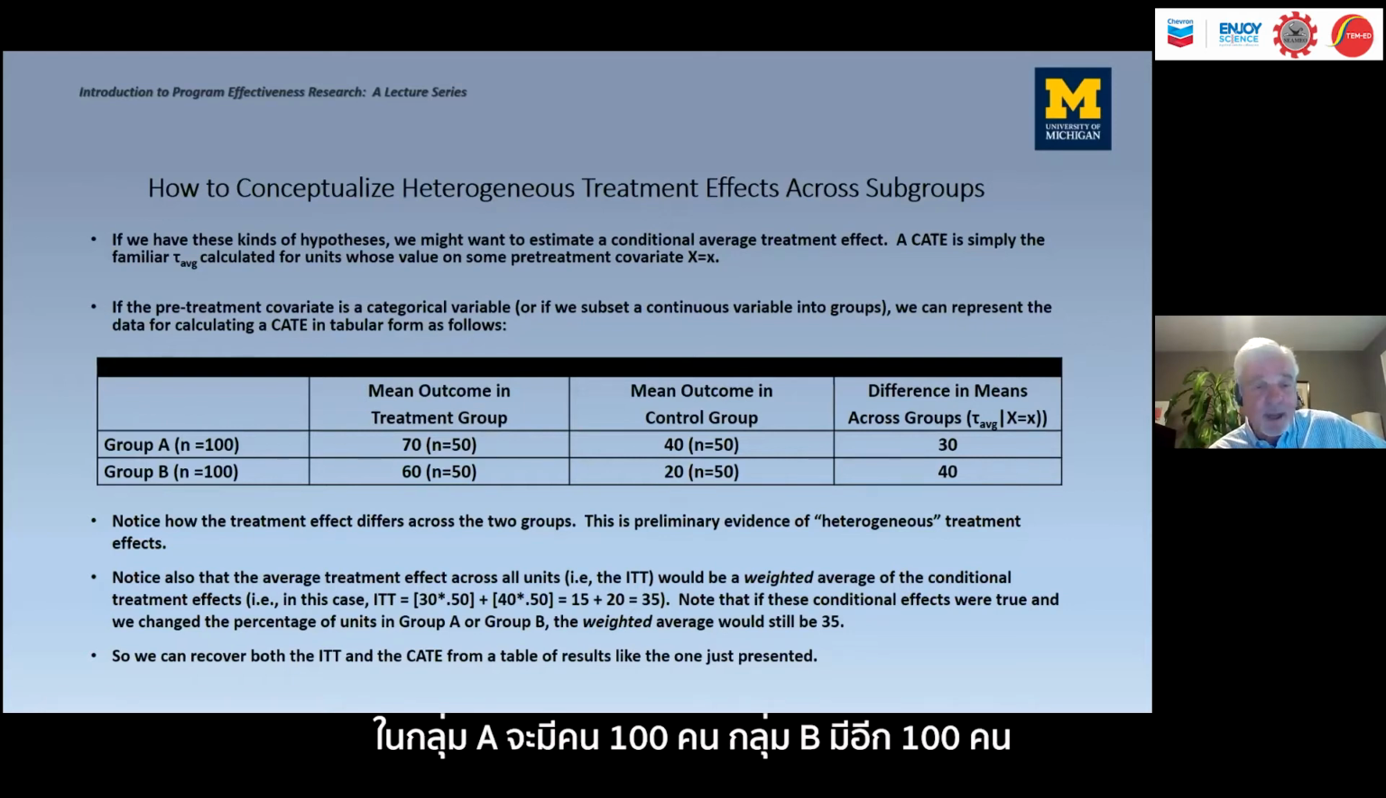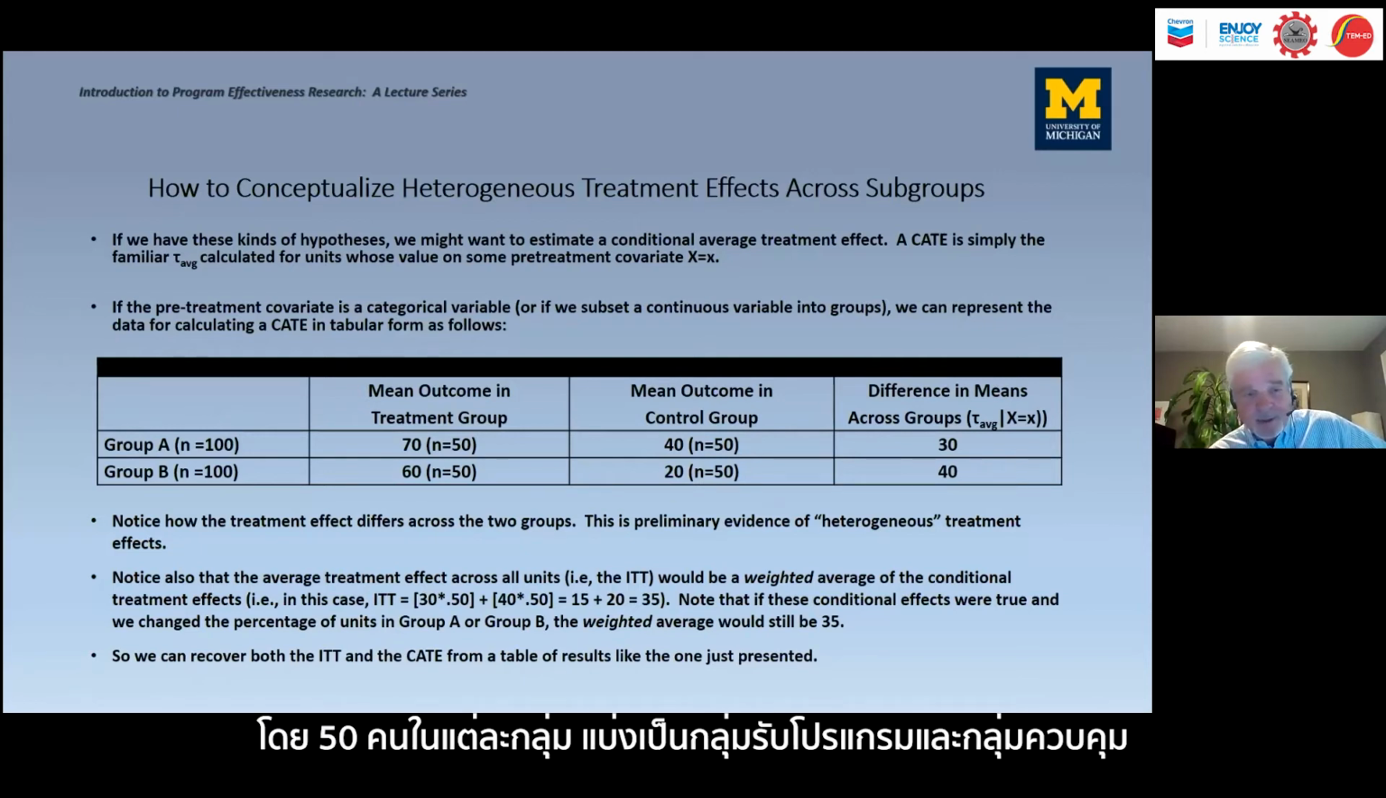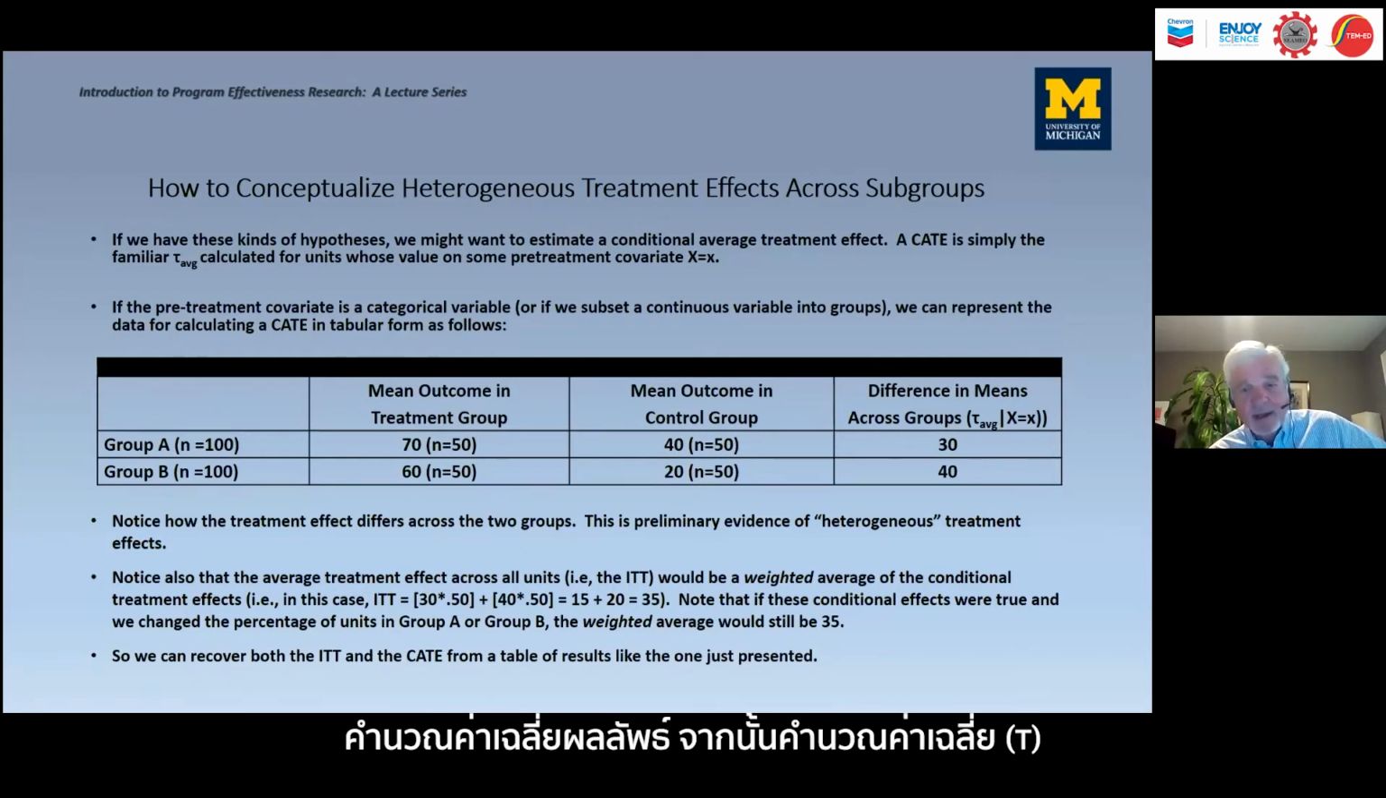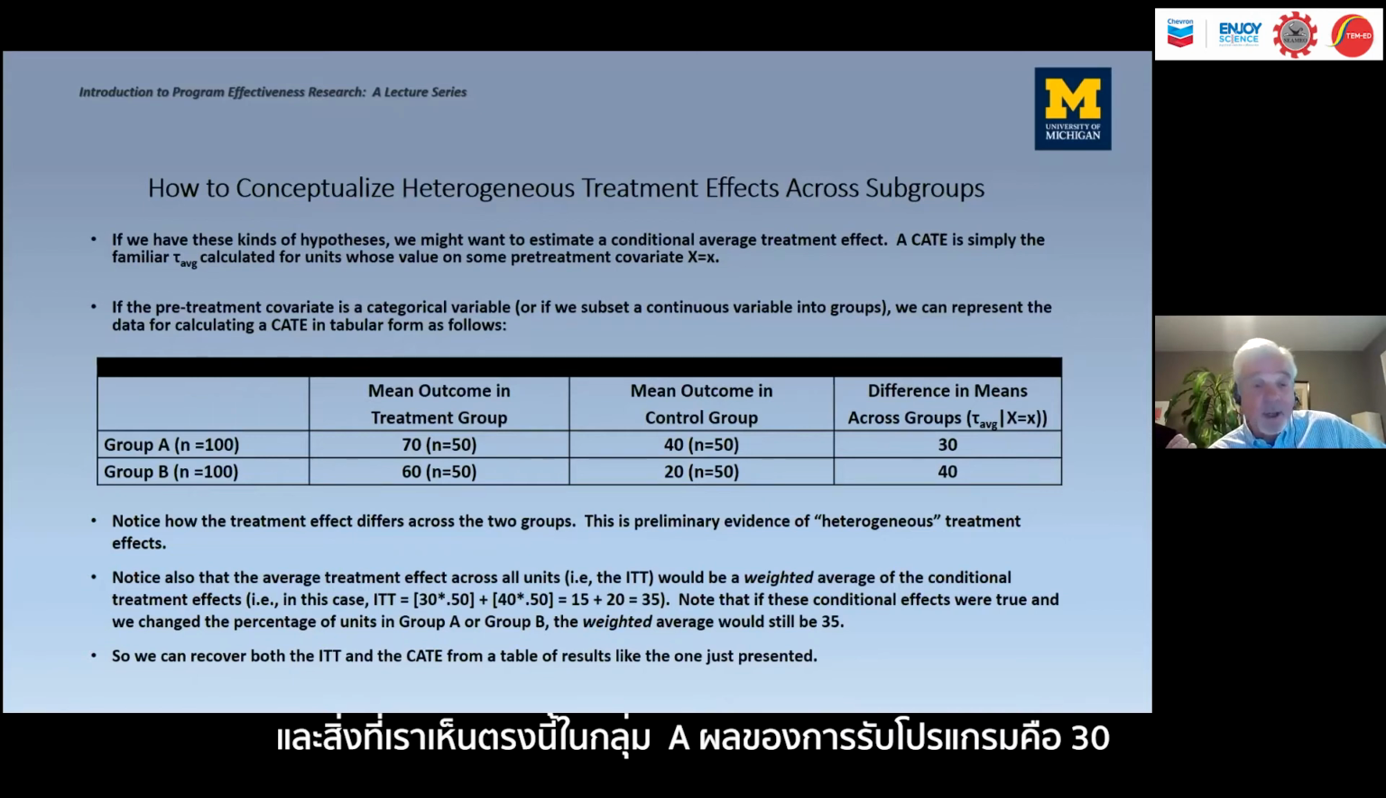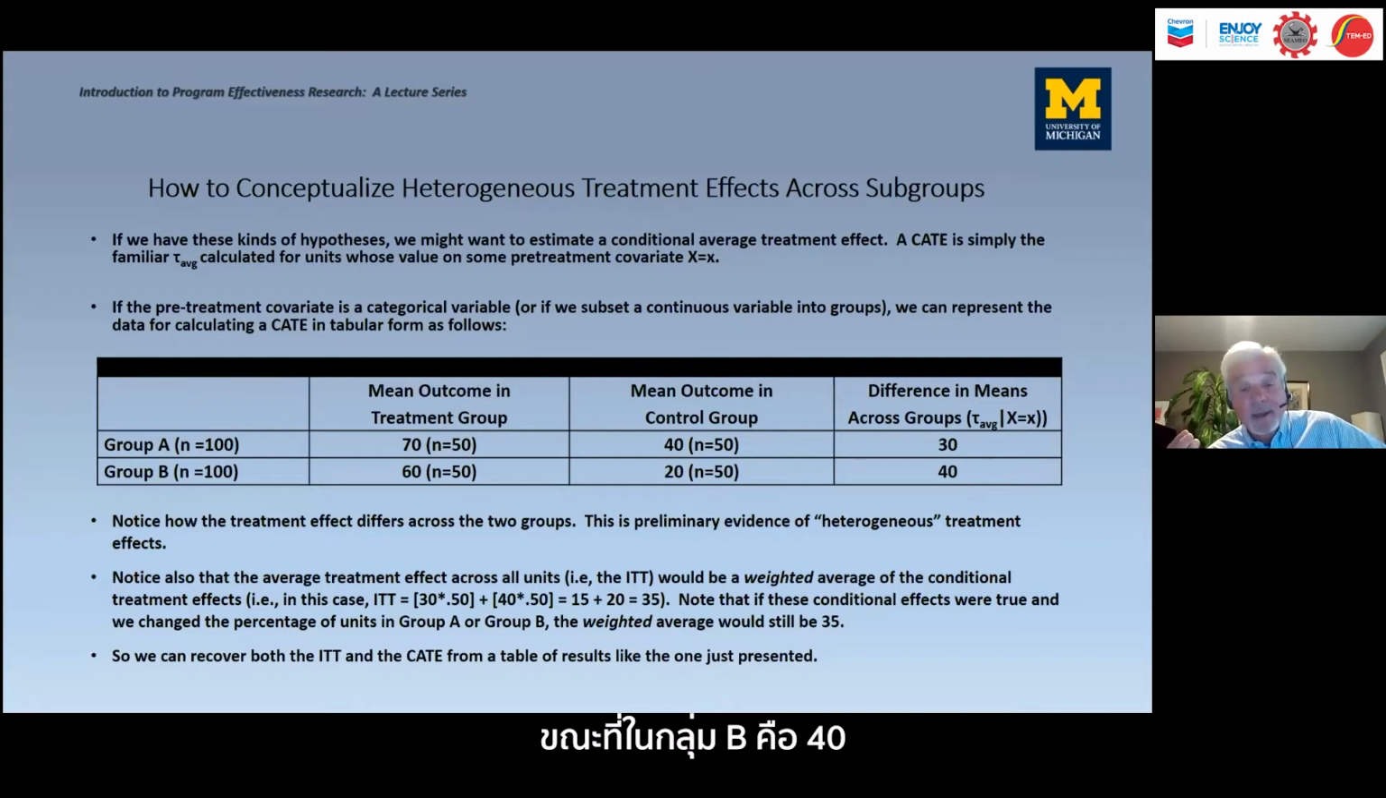So look at group A has 100 people, group B another 100 people, 50 in each group assigned to treatment and control. Calculate their mean outcomes, and then calculate tau average conditional on what group the unit has been assigned to. And what we see here is in group A, the treatment effect is 30, and in group B, it's 40.